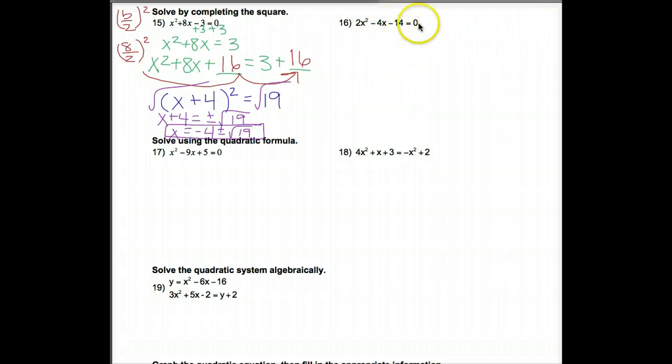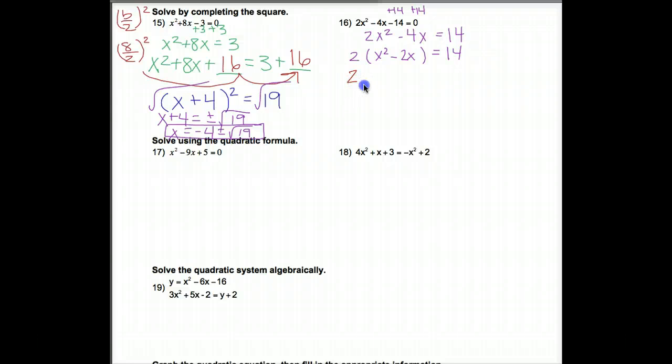Same idea on 16. Very first, I need to get it in the correct form. So add the 14 first so that the x squared and the x term are on the left. The c is on the right. After you've got it in the right form, factor out the coefficient of the squared term. So factor out the 2 on the left side. So that's going to give me x squared minus 2x now. Once you have that done, now you can add your blanks.